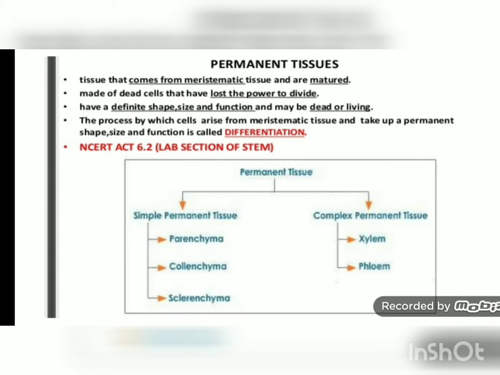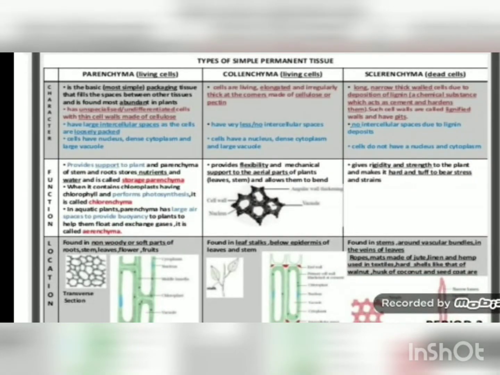Now permanent tissues are further classified into two types: simple permanent tissue and complex permanent tissue. There are three types of simple permanent tissue, that is parenchyma, collenchyma and sclerenchyma, whereas there are two types of complex permanent tissue, that is xylem and phloem. All simple permanent tissues are made up of a single type of cells, and in complex permanent tissues more than one type of cells are present. First we will see the types of simple permanent tissue.